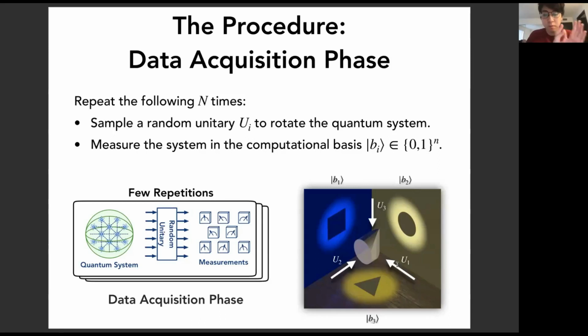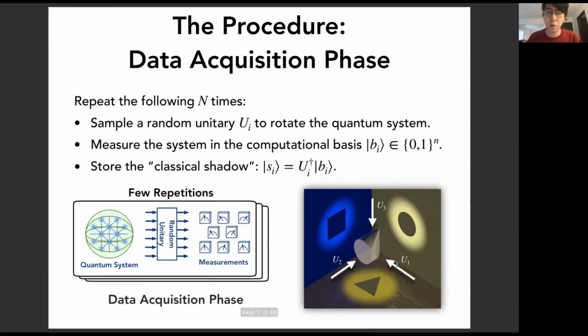So every time we do this randomized measurement, we sample this U_i, get this b_i, and then we store this classical shadow, which is denoted by this quantum state S_i equal to U_i dagger b_i. That's basically when you rotate your system, get the classical snapshot, and rotate it back using U_i dagger. In practice, we don't store this classical shadow as a quantum state on your classical device. All you store is this classical bitstream b_i as well as a classical description of your random unitary U_i. So it's all very efficient.